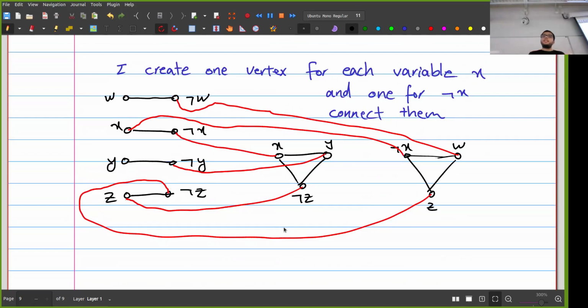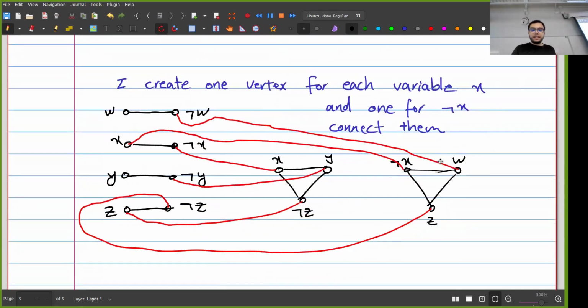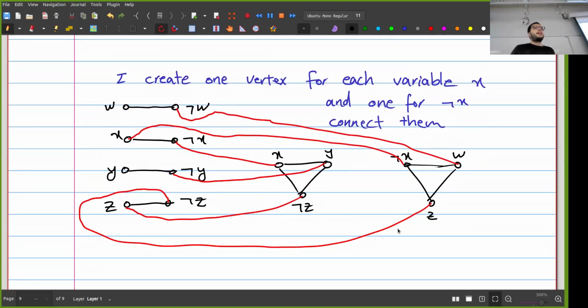Okay, now let's say that the original 3-SAT instance is not satisfiable. Okay, so I don't have any assignment that would satisfy all of these constraints. If that's the case, I want to also prove that I cannot possibly have an independent set of size k here. Okay. Now I prove this by contradiction.